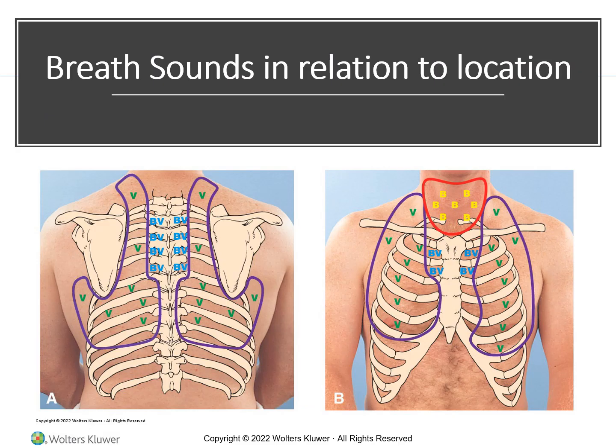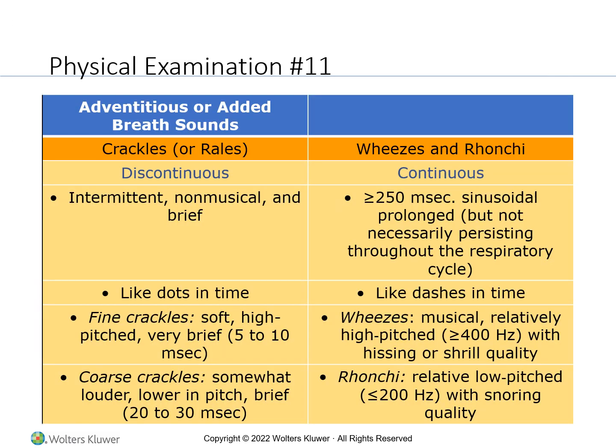This is for my visual learners. I really like these images and how they reflect the chart on the last slide, matching the sound with its location. The most common adventitious or abnormal breath sounds are crackles, rails, wheezes, and rhonchi. Make sure you are familiar with these sounds.